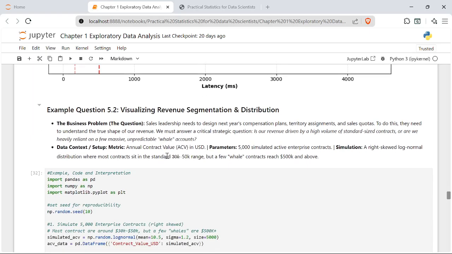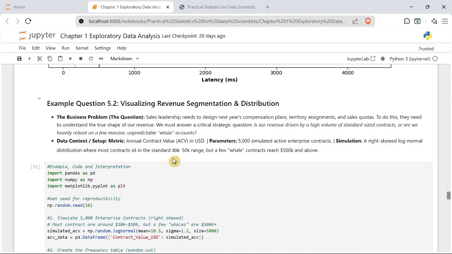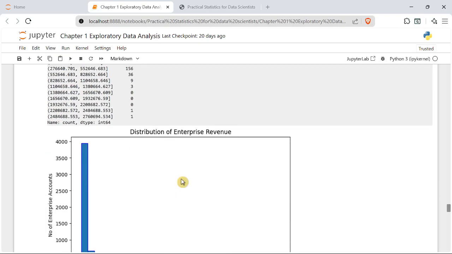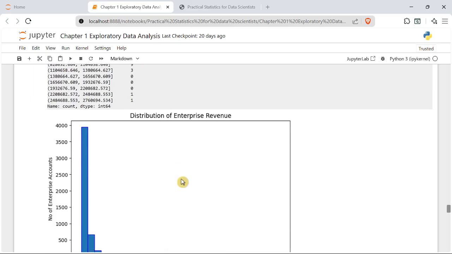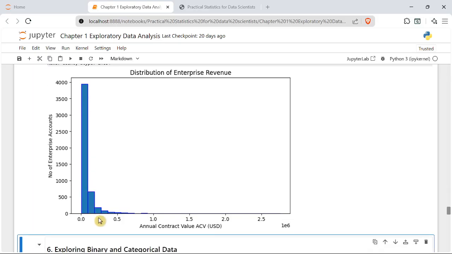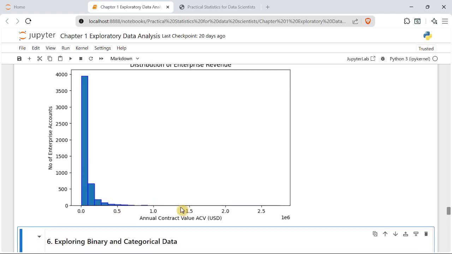So, is our revenue driven by high volumes of standard sized accounts? Yes. Are we heavily reliant on few massive unpredictable whale accounts? No, we are not. We need to split the sales organization into two distinct motions. A velocity team optimized for churning the standard accounts that are the bulk of our contracts, and a strategic or enterprise team dedicated entirely to hunting and closing the long-tailed outliers.